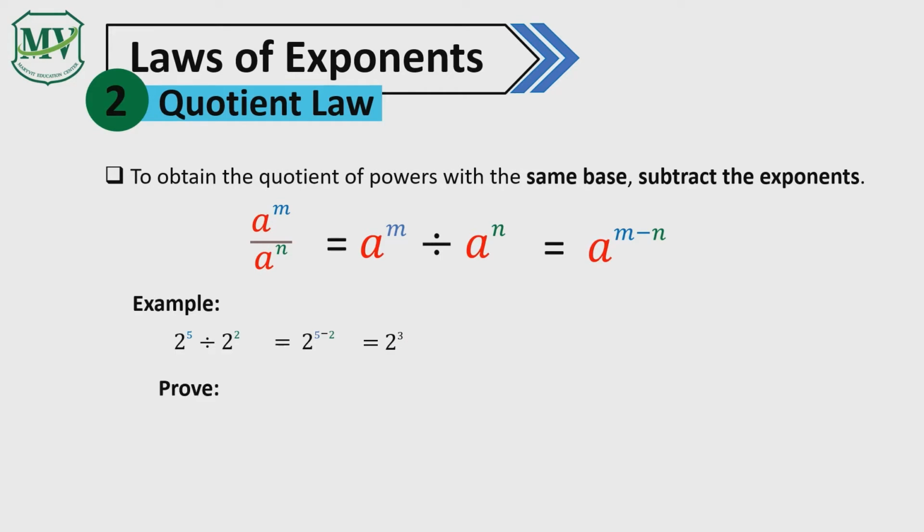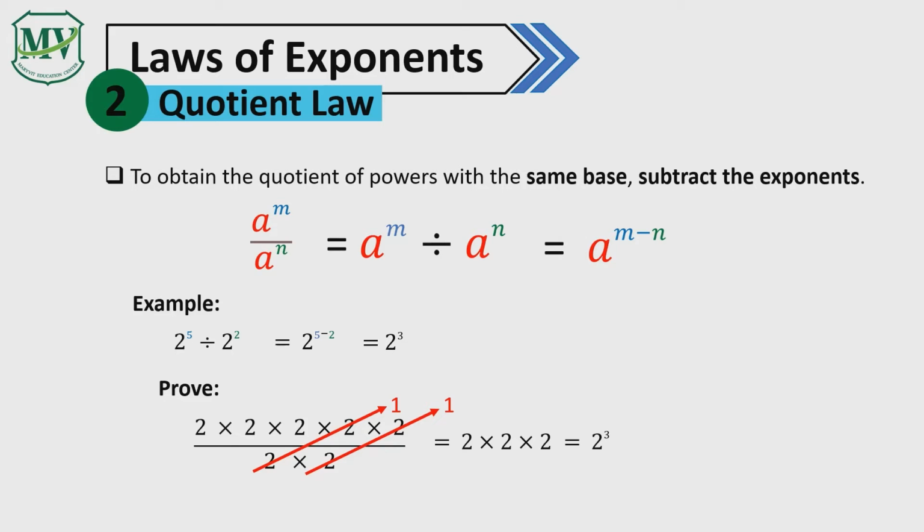Let's prove the result. Expanding the expression, we have 2 multiplied by itself 5 times over 2 times 2. We cancel the numbers that could be paired, and we have 2 times 2 times 2, which we can write as 2 cubed.